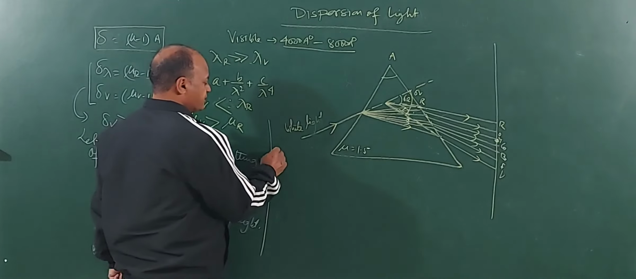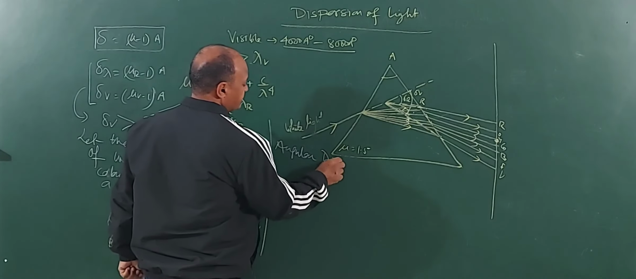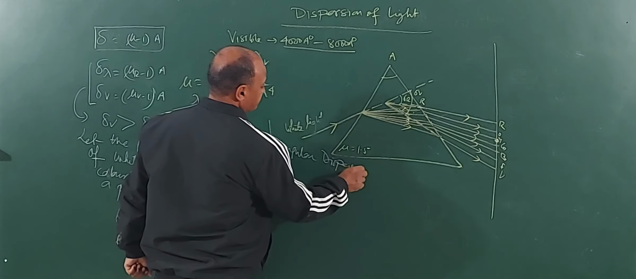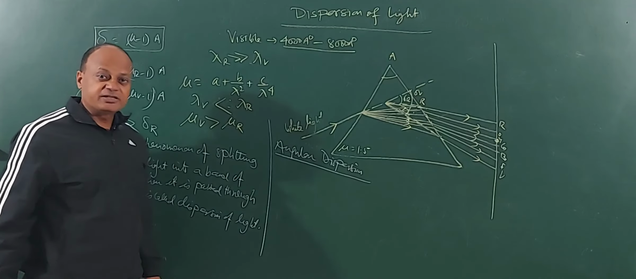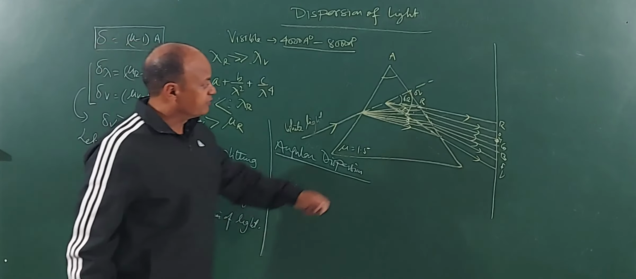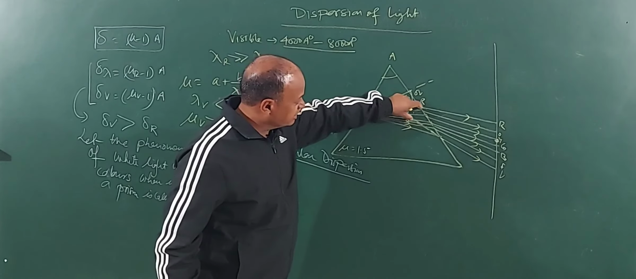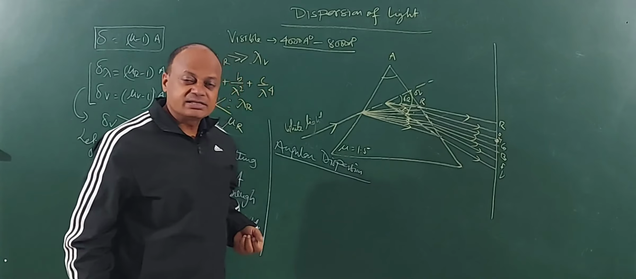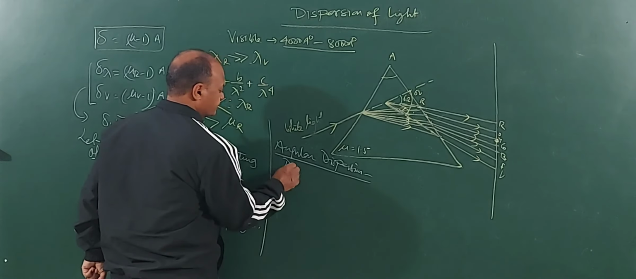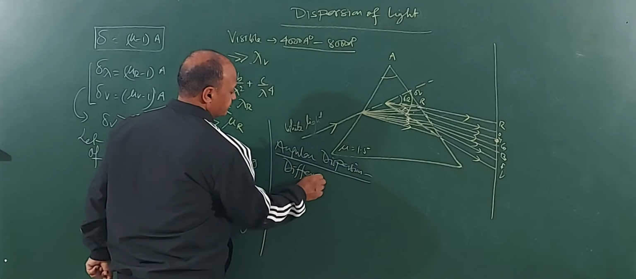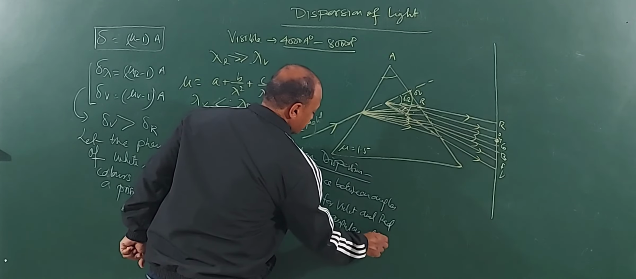So here we have a term, children, angular dispersion. Angular dispersion is the difference between the angular deviation for violet and red light. And this is actually the angular region over which the dispersion is taking place, right? So, the difference between them is called angular dispersion.